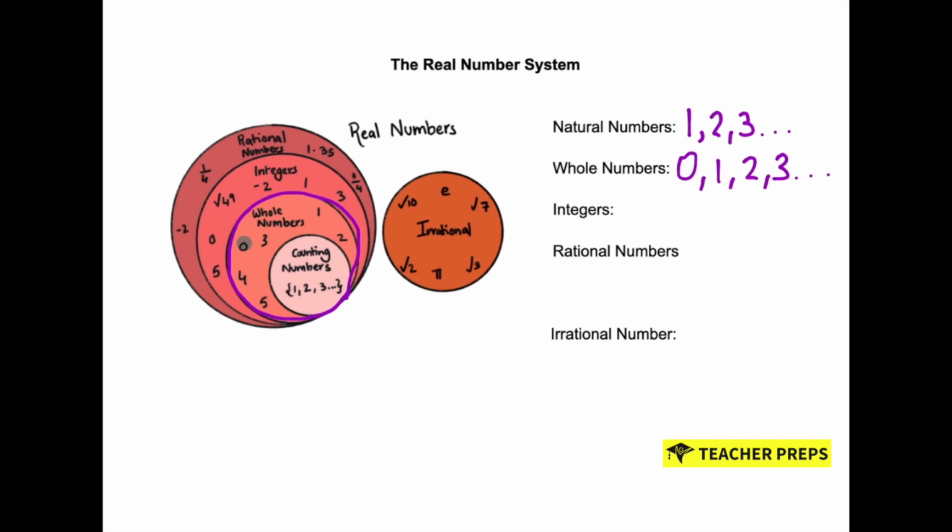Also remember that I said that you need to simplify fractions. So if I had 6 over 3, that is a whole number, because when you simplify it, you get 2. And 2 is in the whole number section.